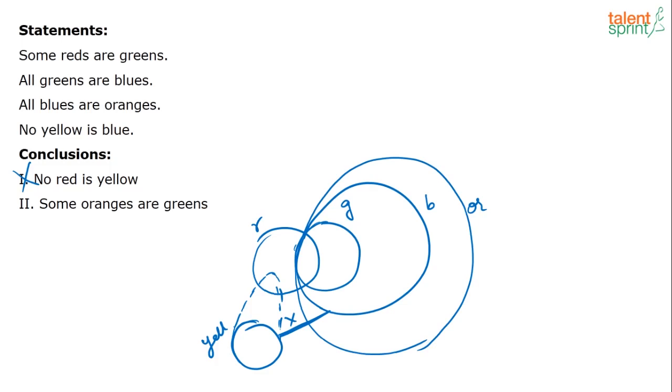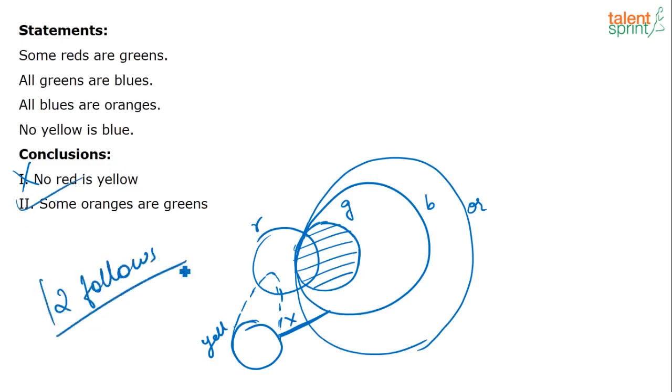Next, some oranges are greens. Yes, see, orange is a big set and green comes inside. So by looking at it itself, you can say that these oranges are greens. So some oranges are definitely greens. So conclusion 2 follows. So the answer for this is only conclusion 2 follows. Okay? Yeah. Everybody is getting it correctly.